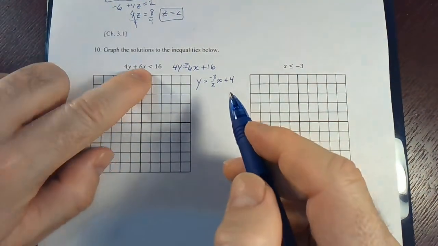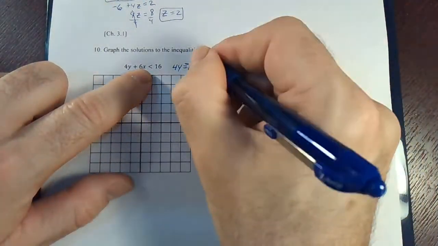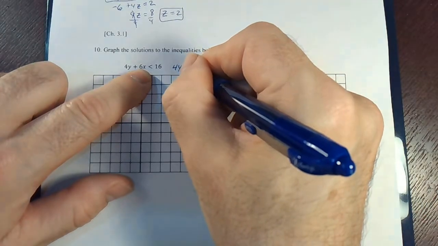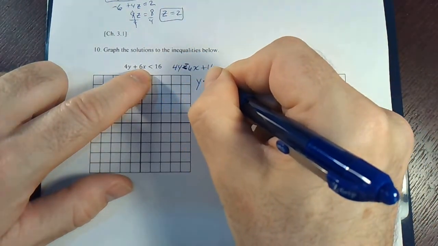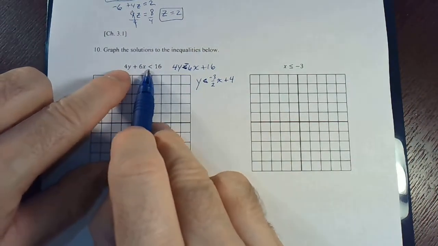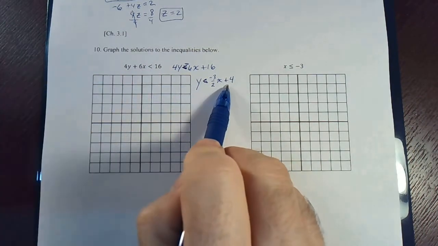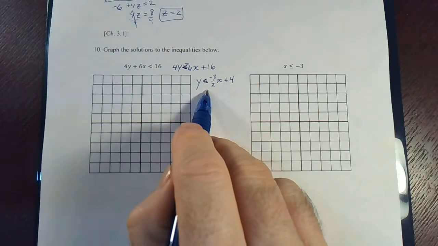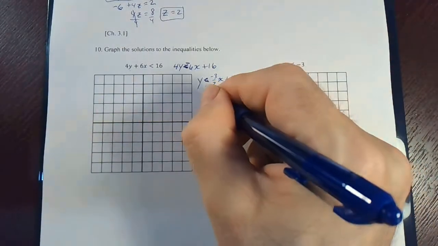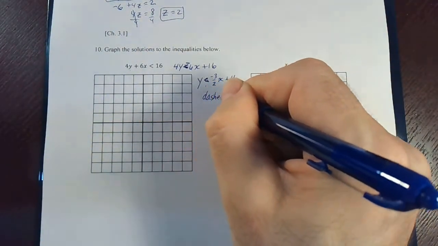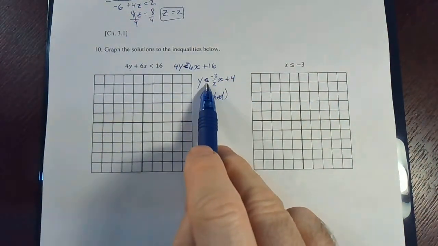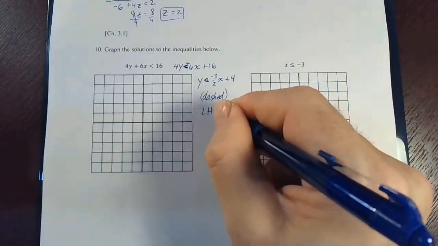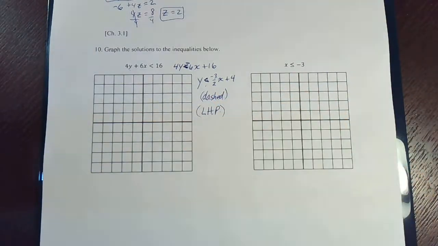All right, well this, and goodness, I shouldn't have put an equal. It's a less than. So y is less than this. So this tells us two things. The strict less than means we're going to use a dashed line instead of a solid line. And the y less than tells us it's a lower half plane that we shade.